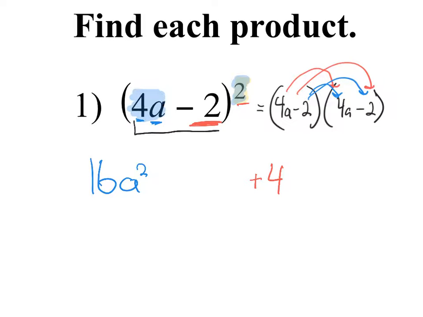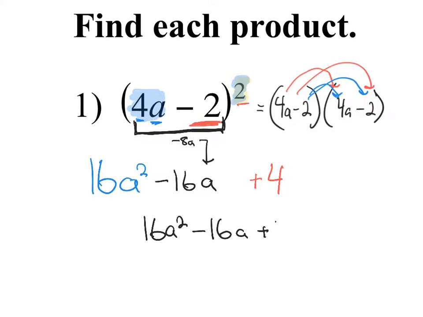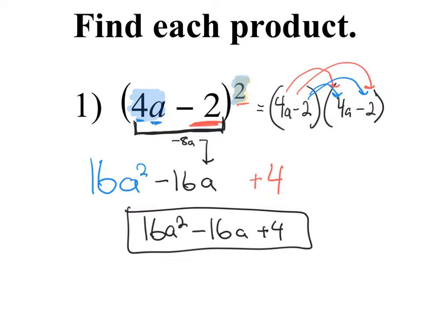Then I'm going to multiply the two terms together. So what's 4a times negative 2? That's negative 8a. And then I'm doubling it, negative 16a. So there's my answer, 16a squared minus 16a plus 4. Right? There's the shortcut if you want to use the shortcut.